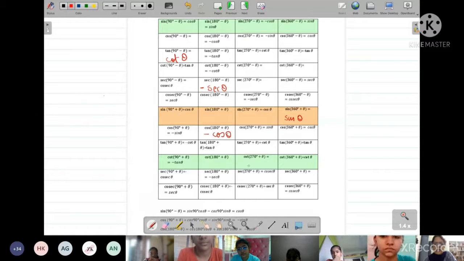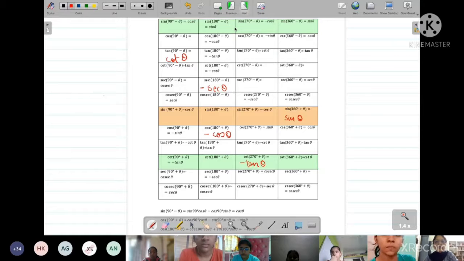And now cos of 270 plus theta. Fourth quadrant. And it will be? Minus tan theta? So I think all of you, this is clear. These concepts are clear, okay? So this is done, just a recap of what we had done.